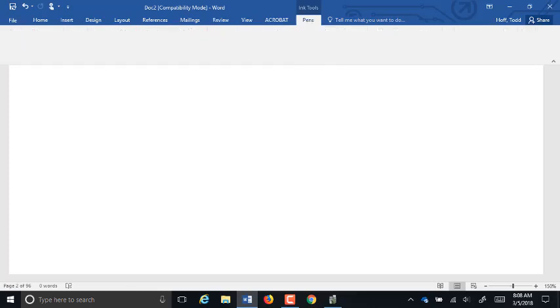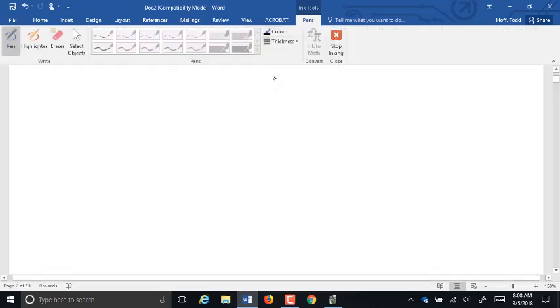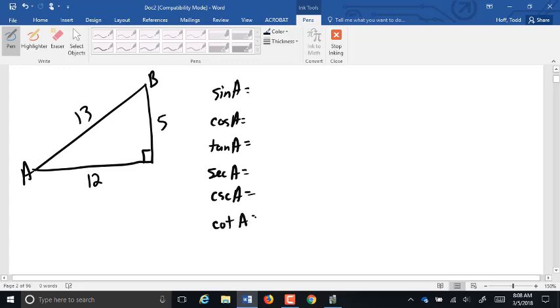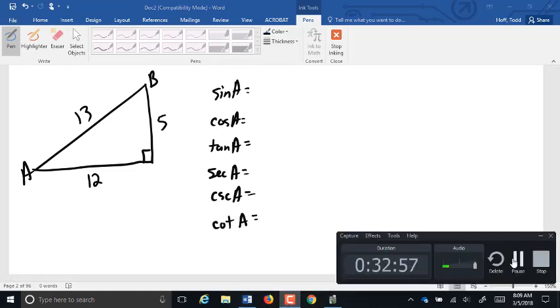Let's come back here. So, how do we find these without the triangle? Well, let's just do this. I'm going to have to find a few with the triangle here. I want you to find sine of A, cosine of A, tangent of A. You can just leave them as fractions if you want to. Secant of A, cosecant of A, cotangent of A. I'll give you a couple minutes to find those.